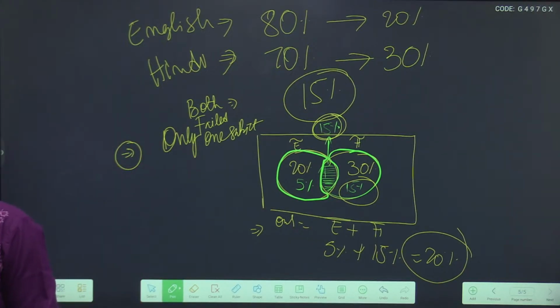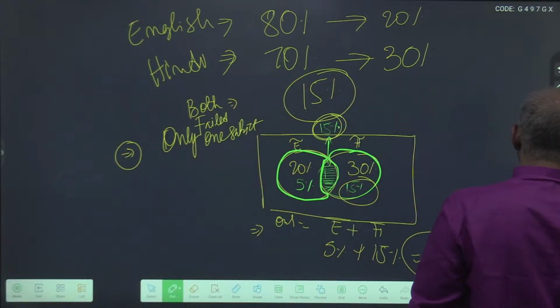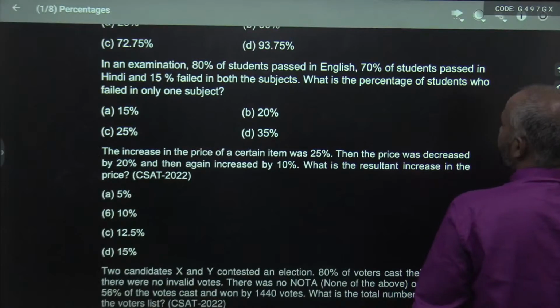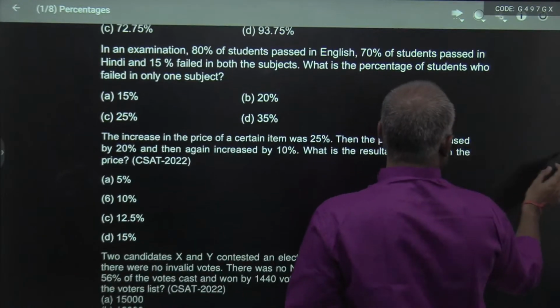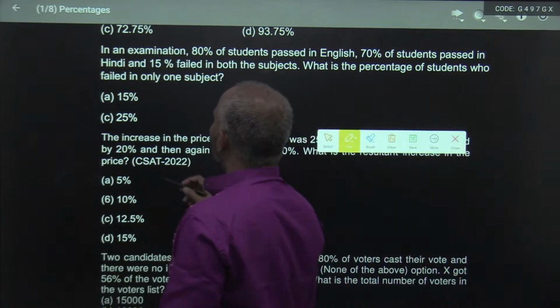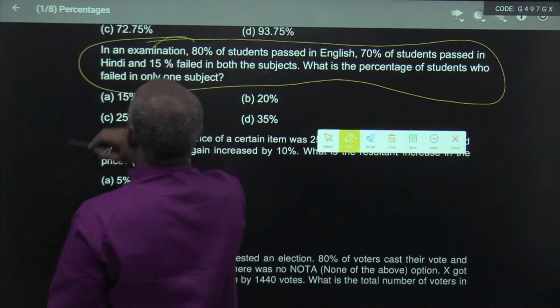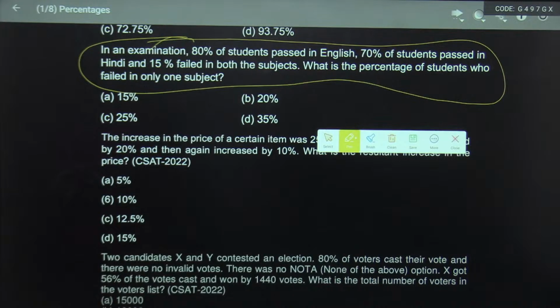So the answer is B, which is 20%. Easier, right? So what was the observation that we have discussed? Whenever you see, especially in such Venn diagram type problems, you will always solve the problem much more efficiently if you change to those quantities that are asked in the answer.